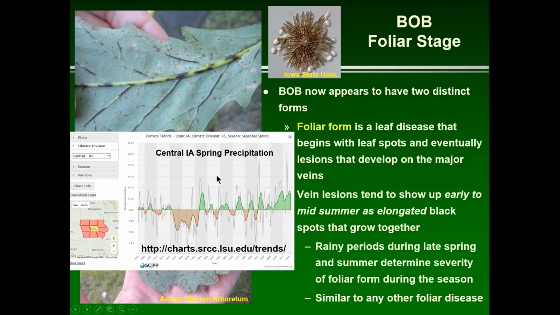Now, this particular graph was pulled from the website provided by SCIPP, which stands for the Southern Climate Impacts Planning Program. And I found it to be a very handy site to reference because you can pick your state as well as different regions and get historical temperature and precipitation data for the area. So in this case, since most of the research was done at Iowa State on this particular disease, I grabbed the historical weather data for central Iowa, where Iowa State is located.